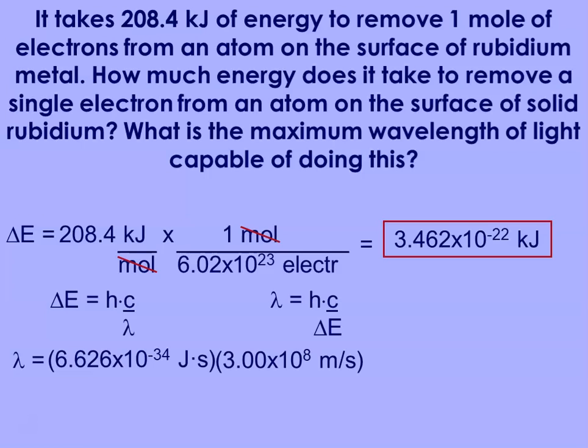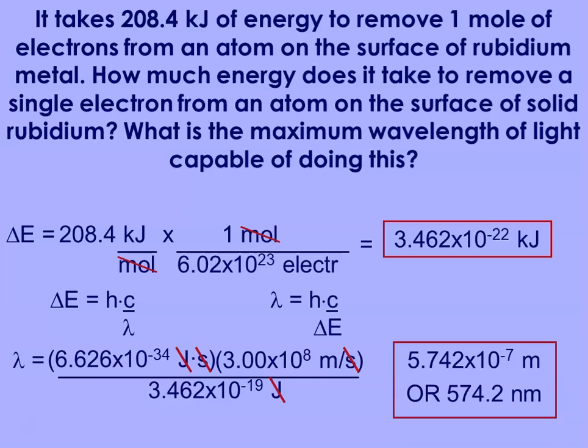H is Planck's constant, C is your speed of light, and then your delta E would be per electron, so that's why we're using the 3.462 times 10 to the negative 19th joules. The joules and the seconds cancel, and we're left with meters. And when you do your math, you get 5.742 times 10 to the negative 7th meters.